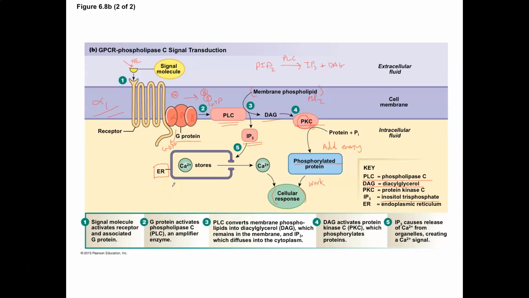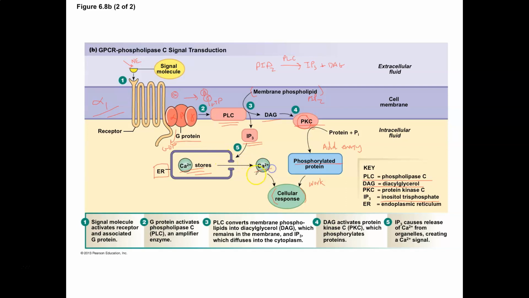So it's going to interact with your endoplasmic reticulum. When IP3 binds to receptors on the endoplasmic reticulum, you're able to release calcium. So ERs, especially smooth ERs, are good at storing things. And so calcium is stored in endoplasmic reticulums. So when IP3 interacts with the ER, you're able to release calcium.